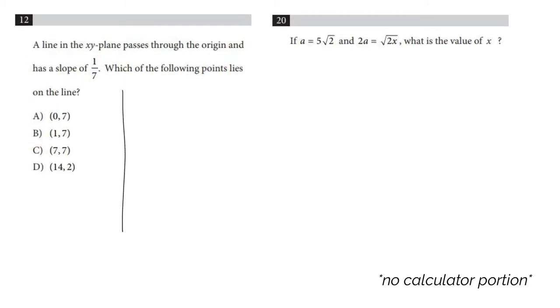The next problem is asking me if I had a coordinate plane and it's going through the origin, from the origin, so from right here, I am going up 1 over 7. So I go up 1 over 7. So over 7 would be an x value of 7 and a y value of 1. But that's not one of my options.